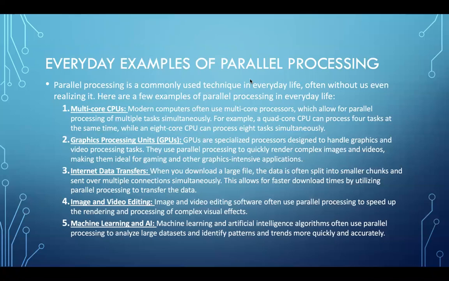Image and video editing. Image and video editing software often use parallel processing to speed up the rendering and processing of complex visual effects. Machine learning and AI. Machine learning and artificial intelligence algorithms often use parallel processing to analyze large data sets and identify patterns and trends more quickly and accurately. Parallel processing is an essential technique used in many everyday applications, making it a critical area of research in computer science and engineering.